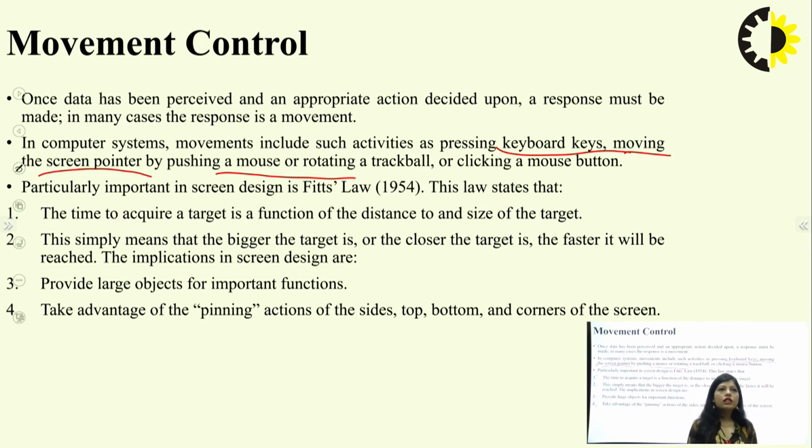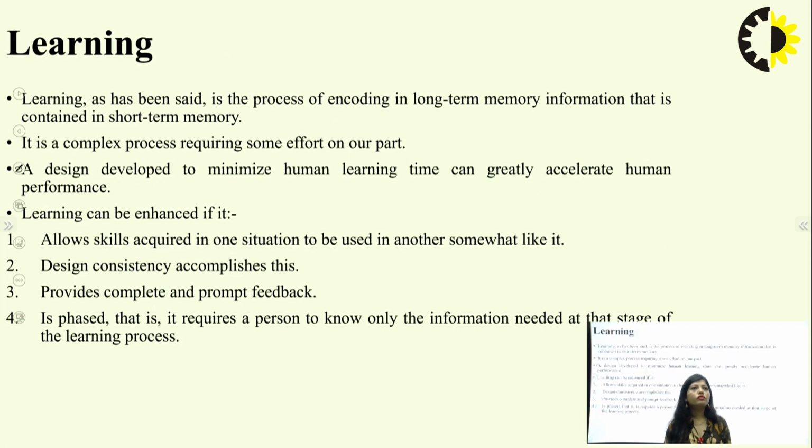There is a law called Fitts' law. In this law, the time to acquire a target is a function of the distance and size of the target. So when we are talking about movement, for movement there is a law called Fitts' law. In this law, it is the time between the object and the size of the target. This is the distance.